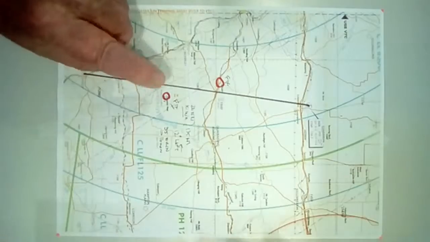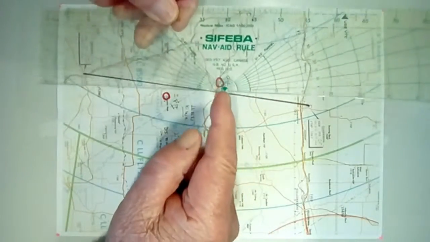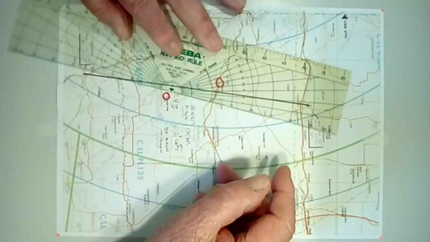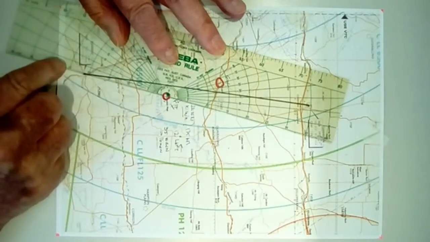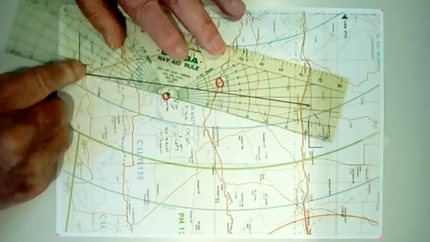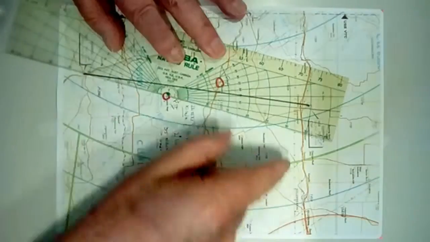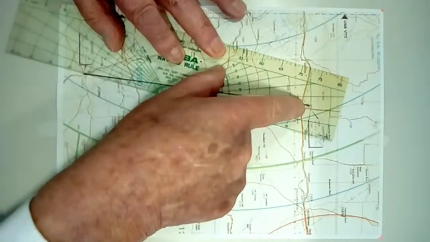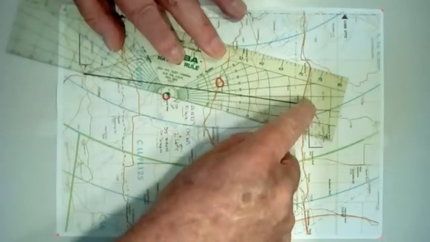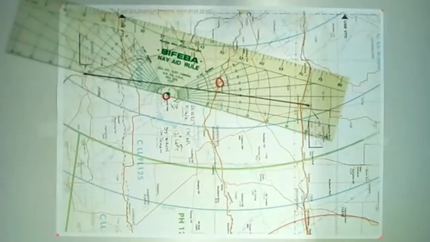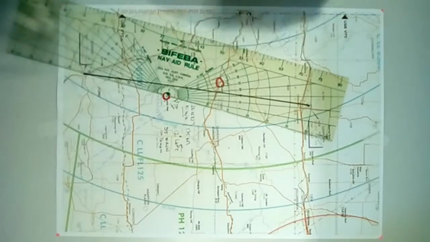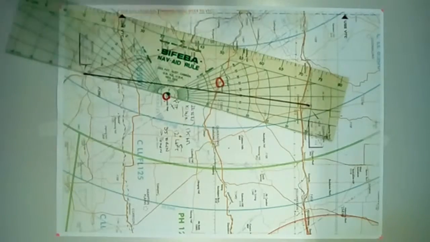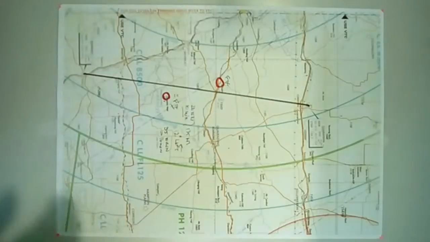Right, there's our fix. We put the centre line of the Nav-Aid rule over the fix. We take the baseline back to our departure point and read off the radial, which will take us direct to Cunderdin: 12 degrees. So we have to go 12 degrees left and we'll be in Cunderdin, and it's about 35 nautical miles. How simple, just like that.